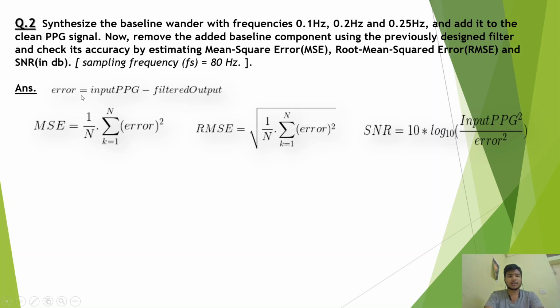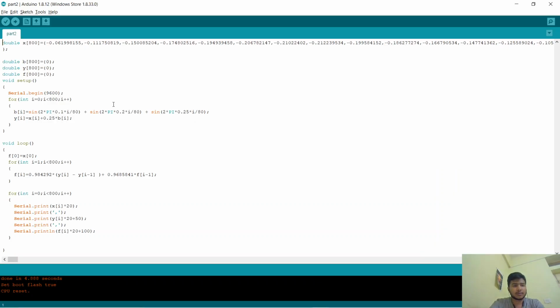So these are the formulas. This is the error. Error is nothing but input PPG minus filtered output. So mean square error is nothing but 1 by n times summation of error square. Root mean square error is the root of mean square error, and SNR is 10 times log of input PPG square by error square. So we'll be implementing these three values now.